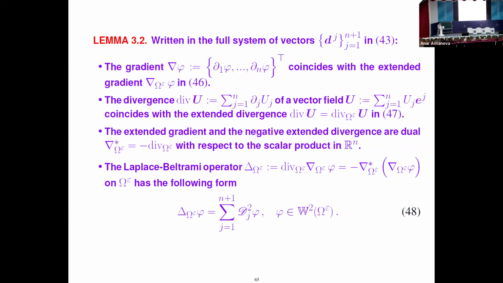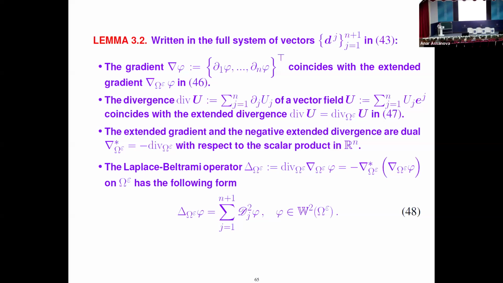Lemma, written in the full system of vectors. The DGs are linearly dependent, but it is a full system; any vector can be represented with its help. I have noted this before. The Günther's gradient rewritten in this system coincides with the extended gradient. The divergence also coincides, and the Laplace-Beltrami operator is also represented. The Laplace operator is now represented as the Laplace-Beltrami operator plus the derivative in the normal direction. Now we have all this representation.